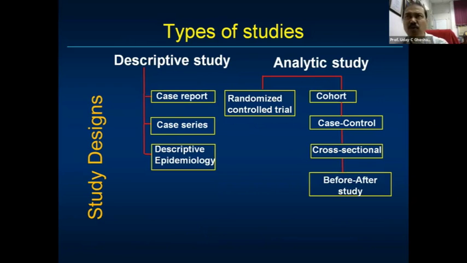Now, let me talk about types of studies again. Descriptive studies include case report, case series, and descriptive epidemiology, which I have already talked about. Whereas analytic studies include analytic epidemiology, case control studies, cohort studies, before and after intervention studies, and the randomized controlled trial. So these are the study designs.